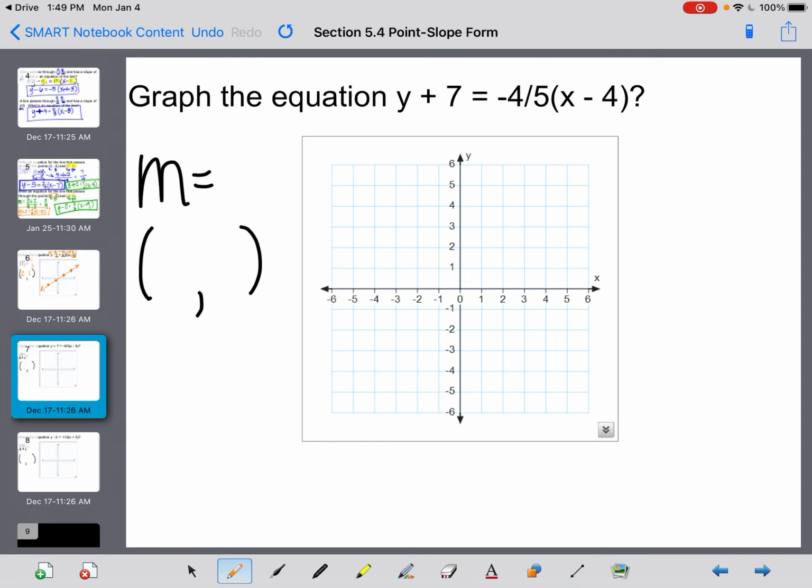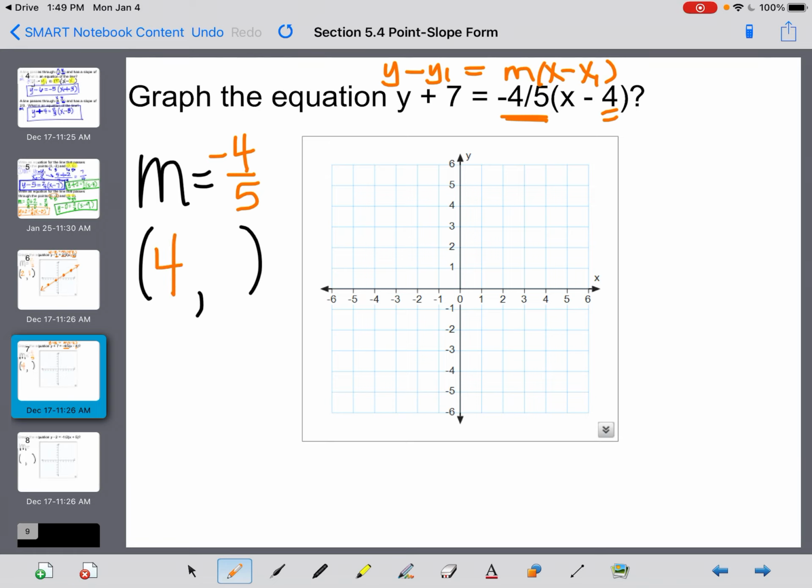All right, let's try another one. Graph the equation y plus 7 equals negative 4 over 5 times x minus 4. Okay, my slope is right there, negative 4 over 5. My ordered pair, remembering that our form is y minus y1 equals m times x minus x1. Okay, so my x is going to be this 4.